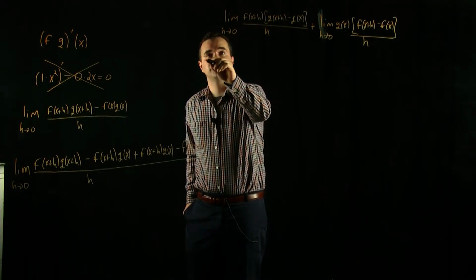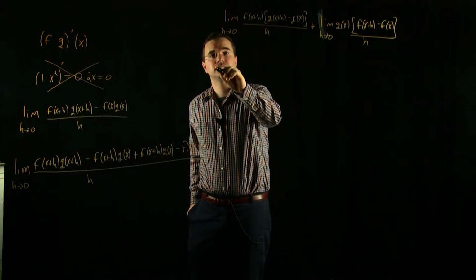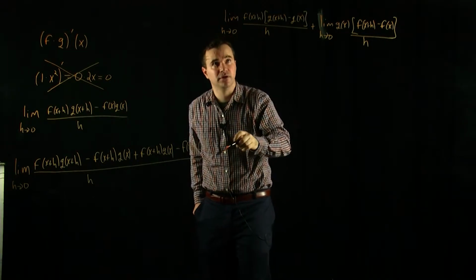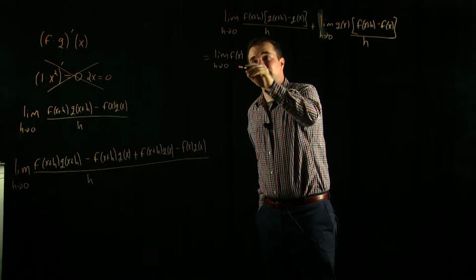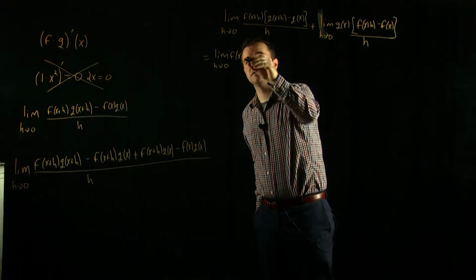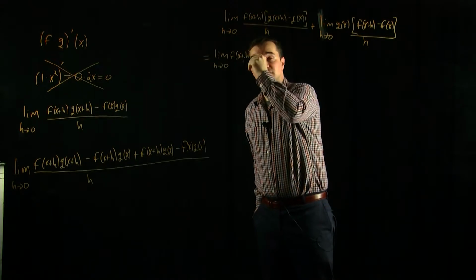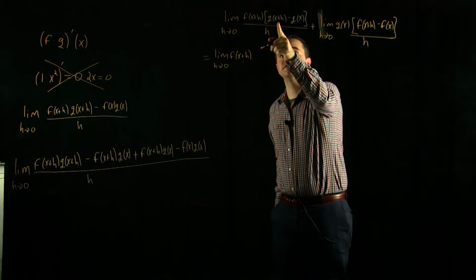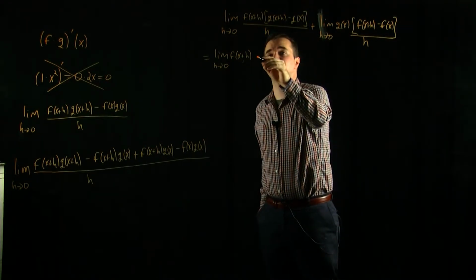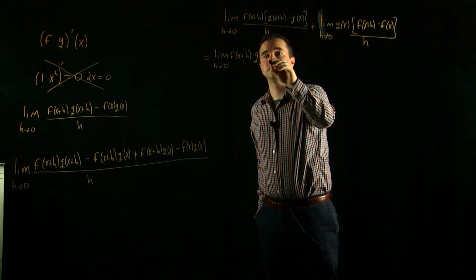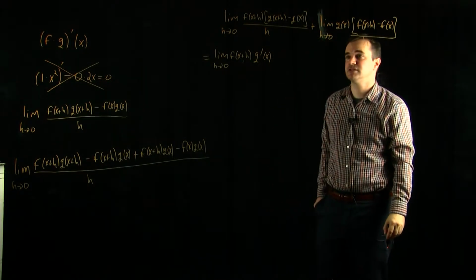So I can rewrite this as a limit. Using the product limit law, this is the limit of f of x plus h as h goes to 0, times the limit as h goes to 0 of g of x plus h minus g of x over h. That's the definition of the derivative of g. That's the definition of the derivative.